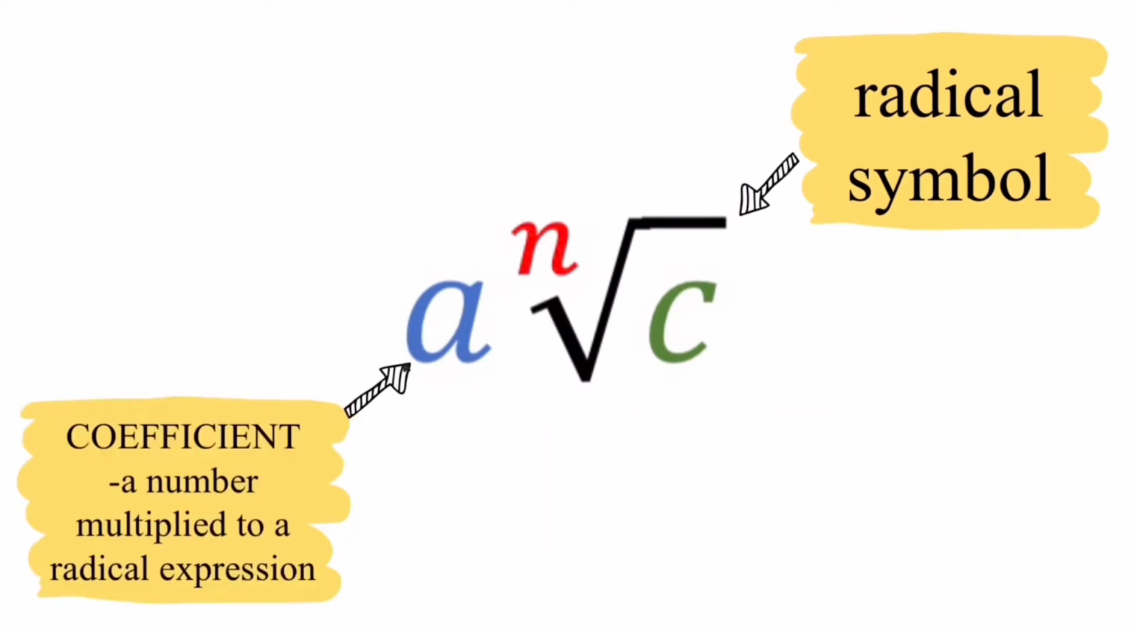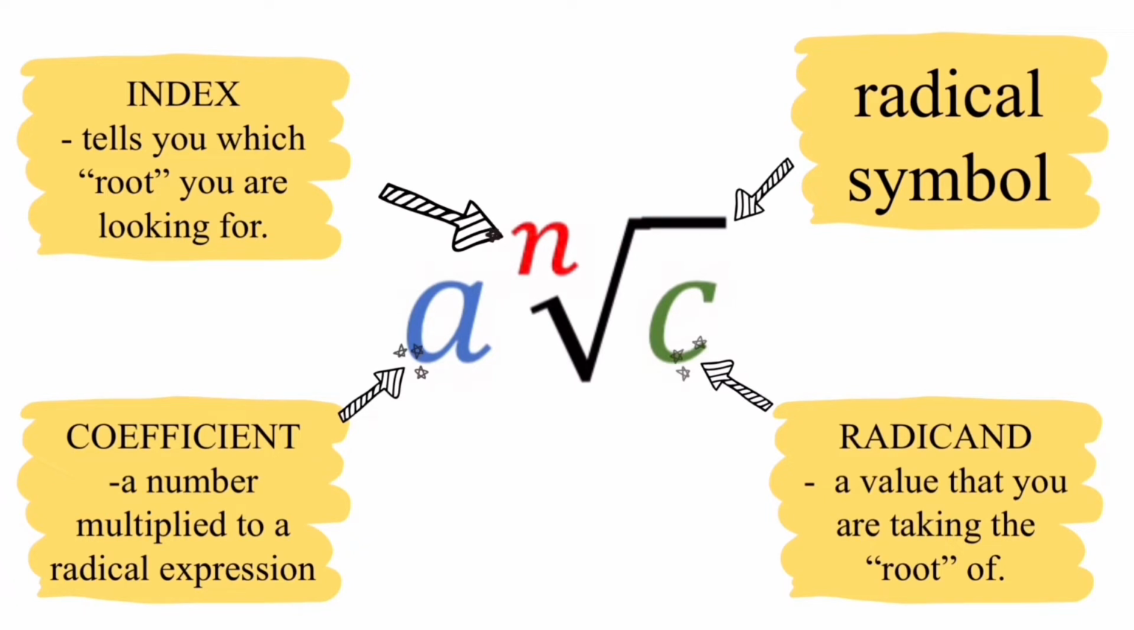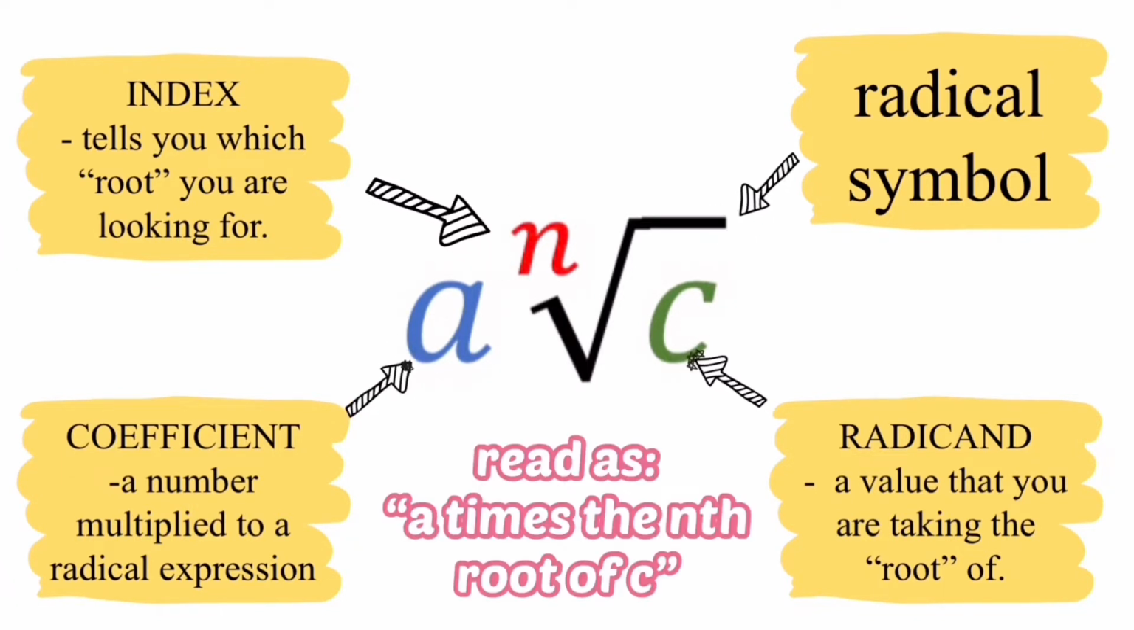Our a here is called a coefficient. A coefficient is a number multiplied to the radical expression. And the letter n here is called the index. This tells you which root you're looking for. Please remember that if the value of the index is not written in there, it means that the invisible number is 2. We also have a letter c, and this letter c is named the radicand. A radicand is the value that you are taking the root of. So this expression that we have here is read as a times the nth root of c.